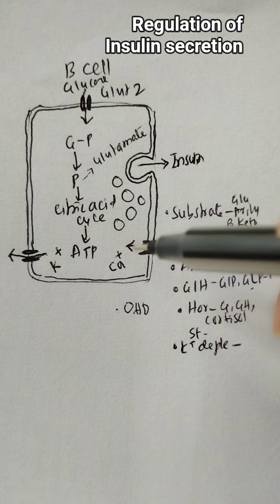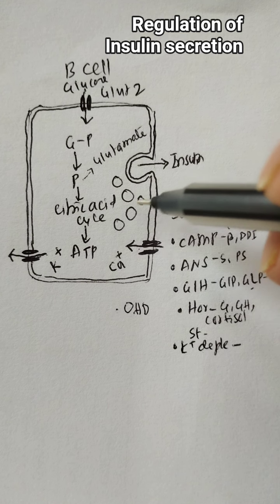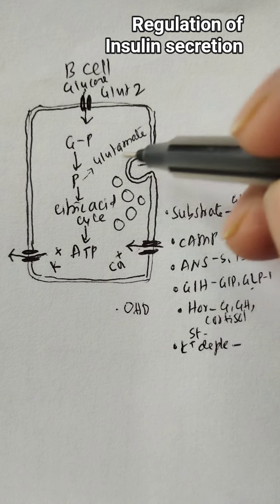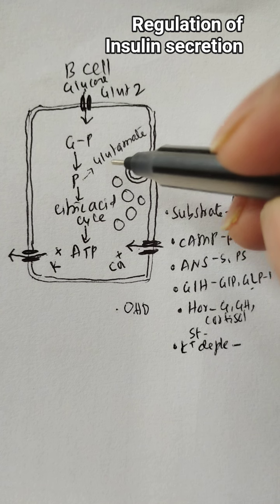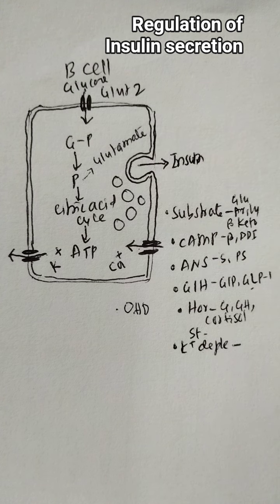Calcium enters inside, and calcium causes the degranulation of the insulin vesicles, which is sensitized by the glutamate produced from the pyruvate.